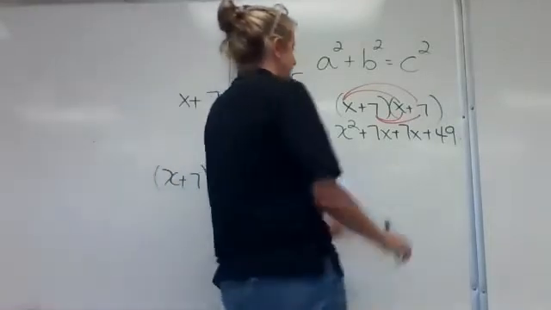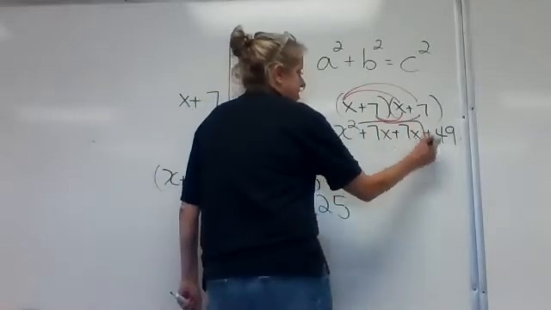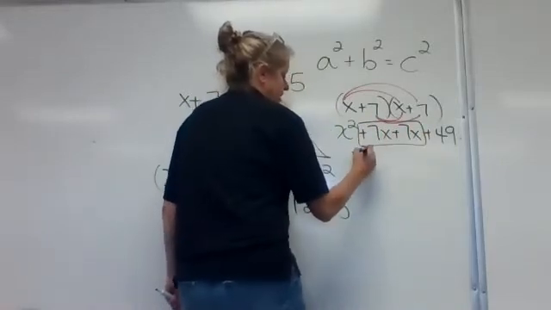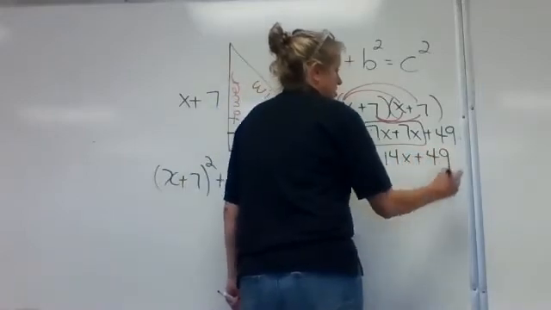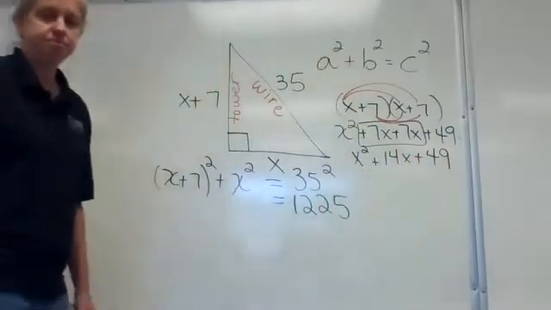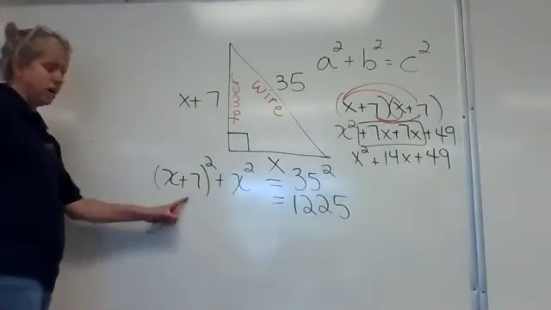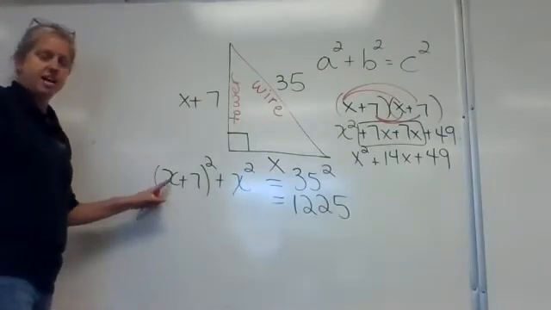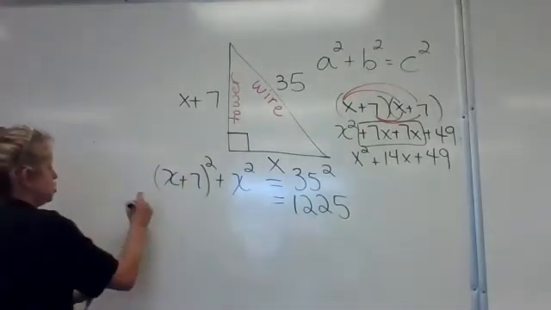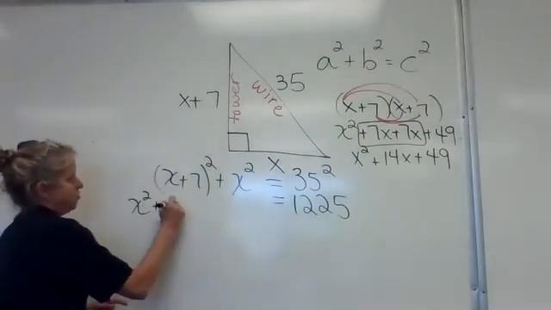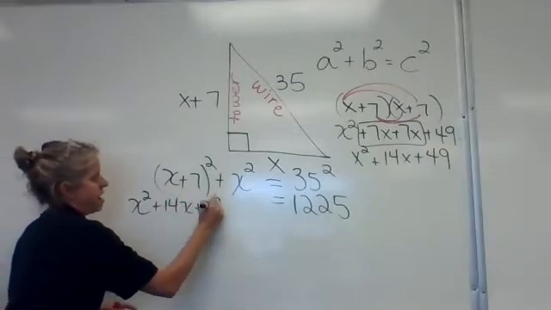So let's see what we have here. I can put these x's together. So now I have x squared plus 14x plus 49. So that's what this is, right? The x plus 7 squared that we worked over there ended up being x squared plus 14x plus 49.